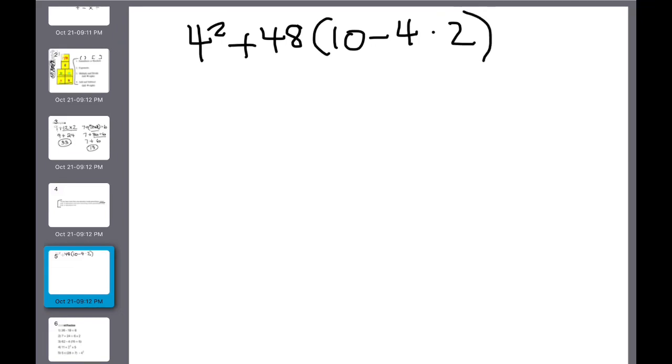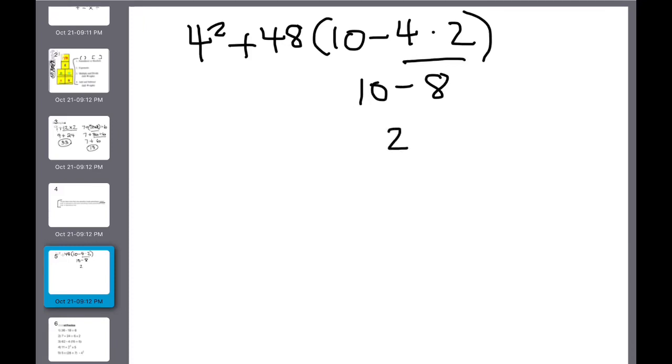So we're going to start always with our parentheses. And inside parentheses, we have two operations. We have multiplication and subtraction. So what operation do we do first according to our order of operations? We always multiply and divide before we add and subtract. So I'm just going to focus on our parentheses. 4 times 2 is 8. And then we have 10 minus 8, which is 2.